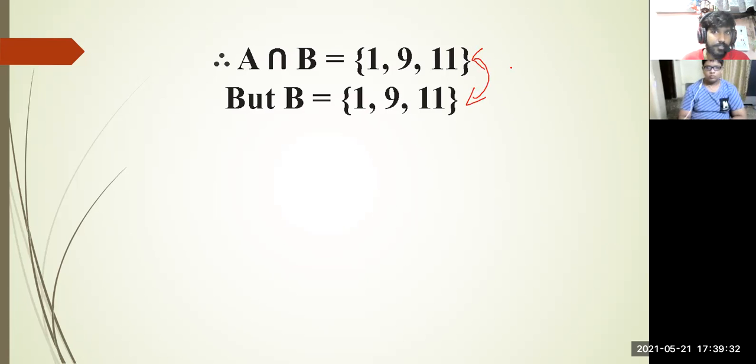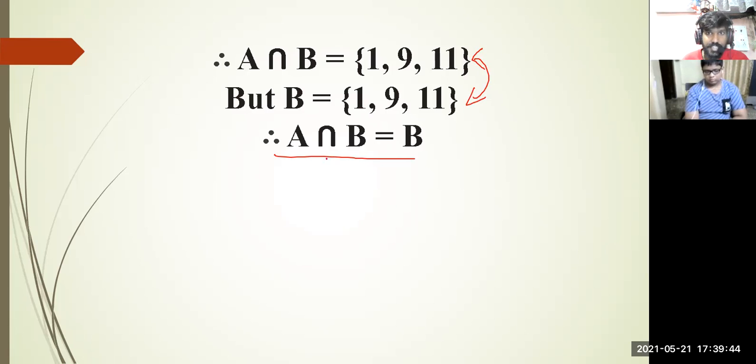So what can you see in these two sets? What type of sets are they? They are equal sets, correct. So A intersection B is equal to B. Now, why is this happening? Can you try to tell me why these two sets are coming out equal?